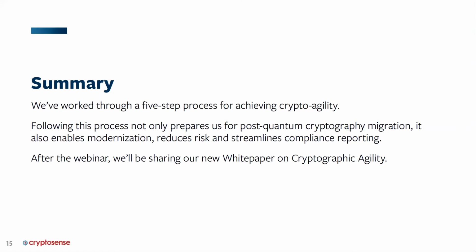Okay, so in summary, we've worked through a little summary of our 5-step process for getting to crypto agility. As I said, right after the webinar, we're going to be sharing a new white paper on how to achieve crypto agility that basically goes through these steps, but in much more detail. There are a lot of little lessons in there from the ground that we've come across that can really help you map out a program for doing this.